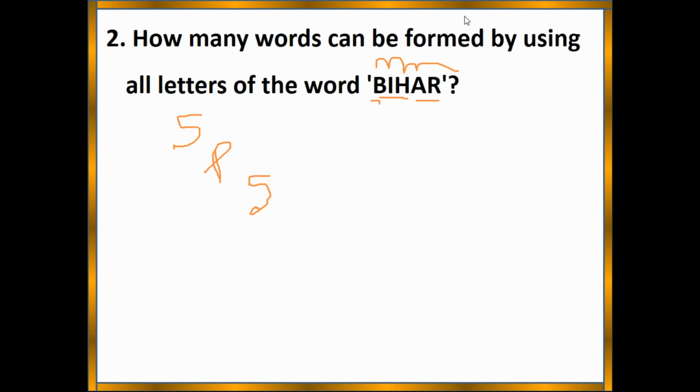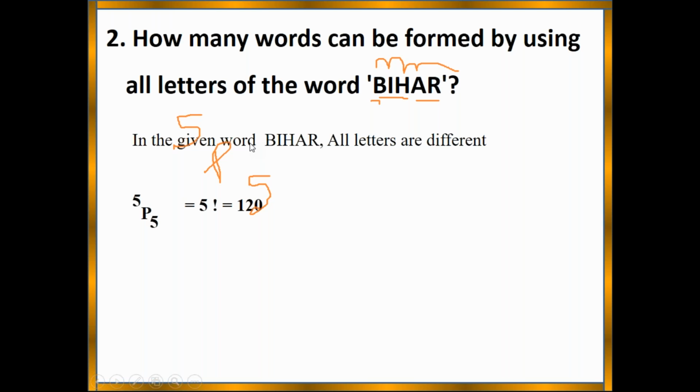What is the value of nPn? In factorial, sir. n factorial. So 5P5 means 5 factorial, na? 120.